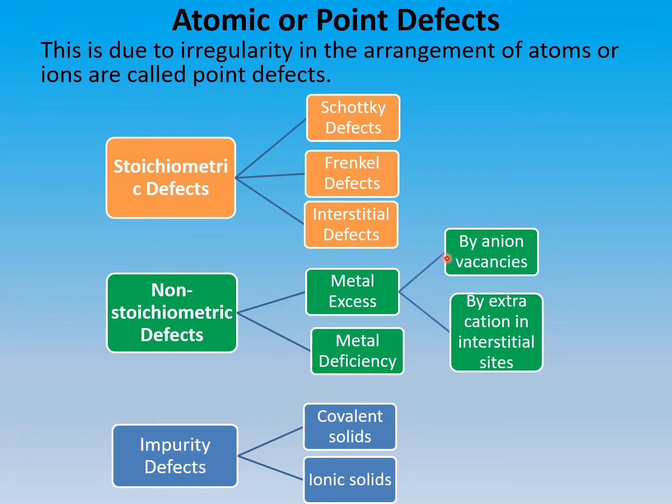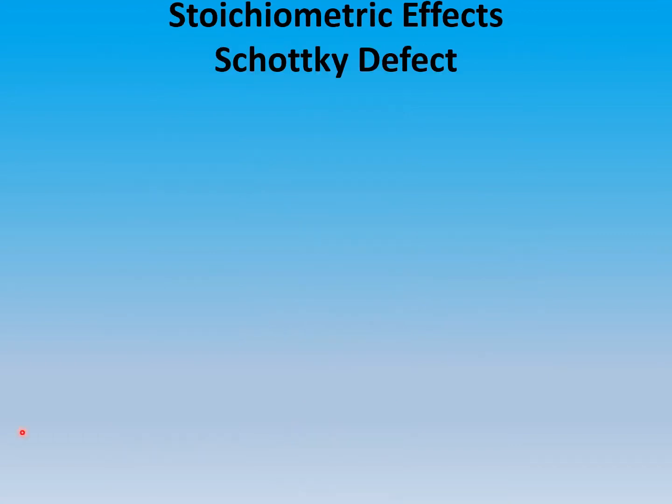How is the metal in excess? The metal excess may be due to negative ion vacancies, or it may be extra positive ions in the interstitial sites. The anion is negative and the cation is positive, that's why it's said like this. Impurity defects we can see in covalent solids as well as in ionic solids. Let us see the stoichiometric defects.